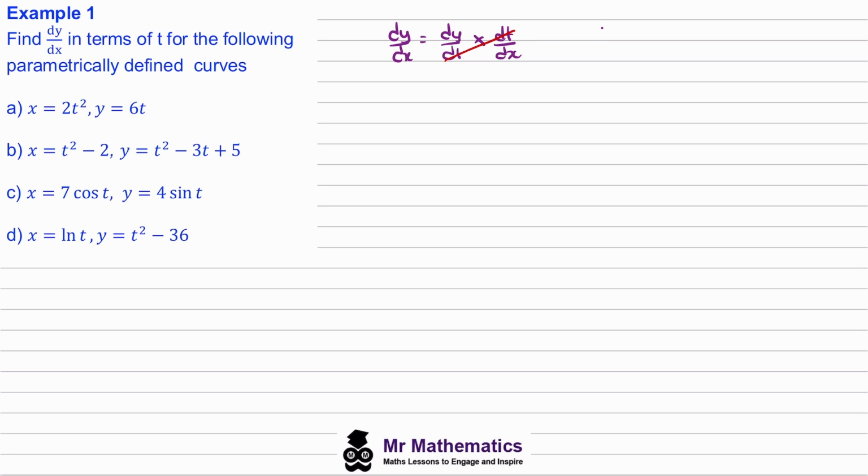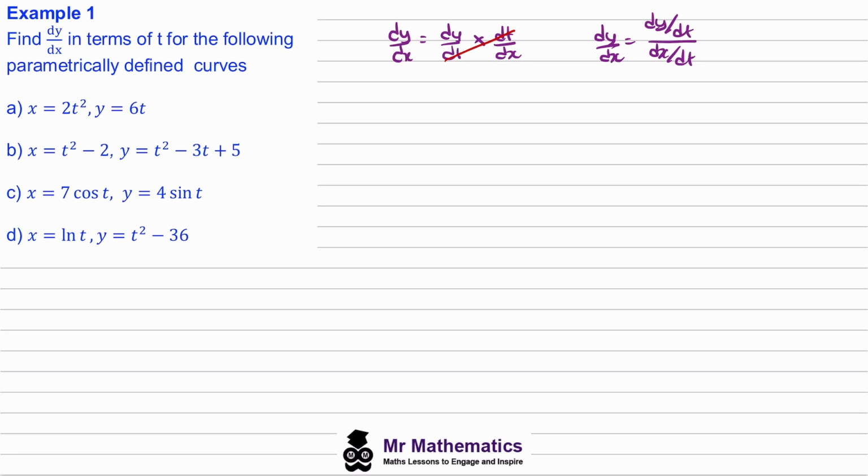It's often easier to work out dy by dx as dy by dt divided by dx by dt, because we can easily work out dx by dt by differentiating each of these with respect to t. This way we don't have to find a reciprocal, okay?